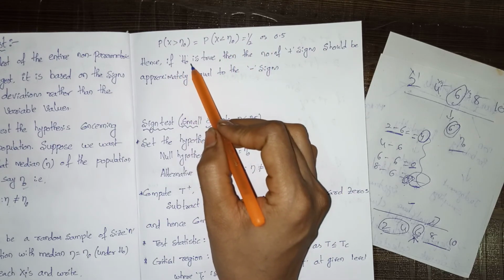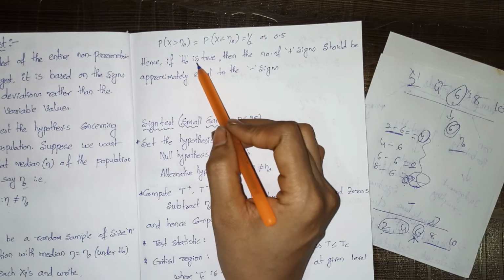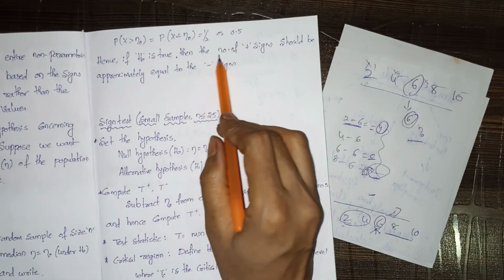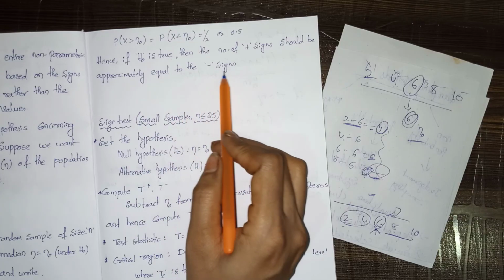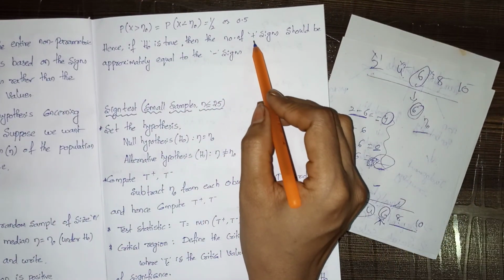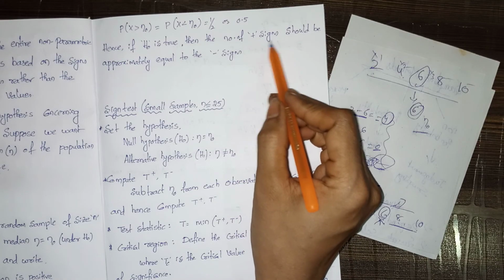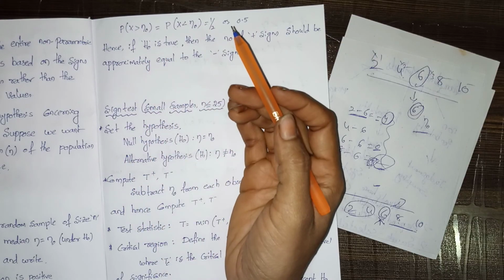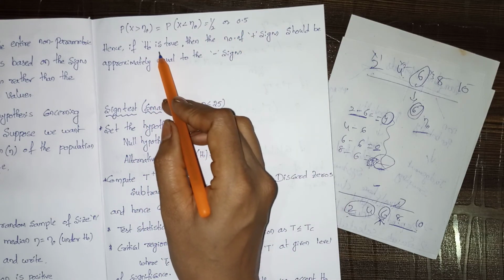So hence if H naught is true, that means the null hypothesis is true, in the sense that eta should be equal to eta naught. If it is true, then the number of plus signs should be approximately equal to the number of minus signs. That means the number of plus signs and the number of minus signs should be equal. Then only H naught will be true, that means we accept H naught. So this is the main procedure of the sign test.